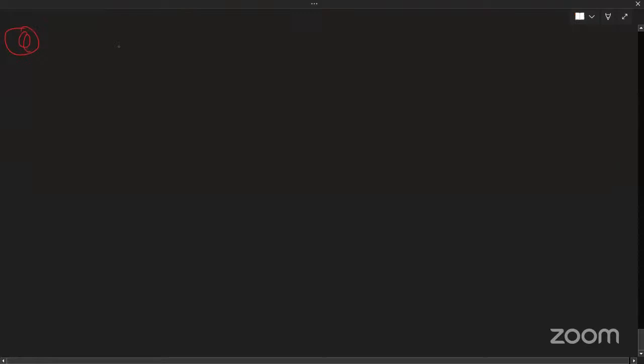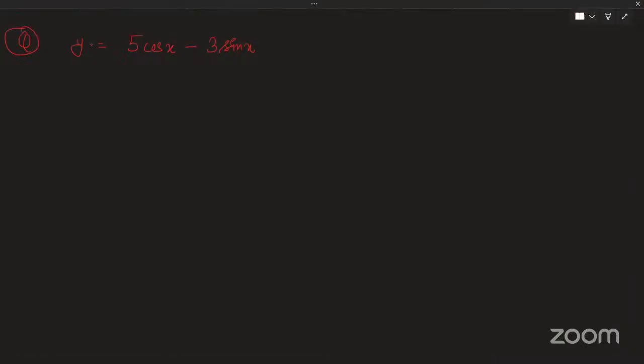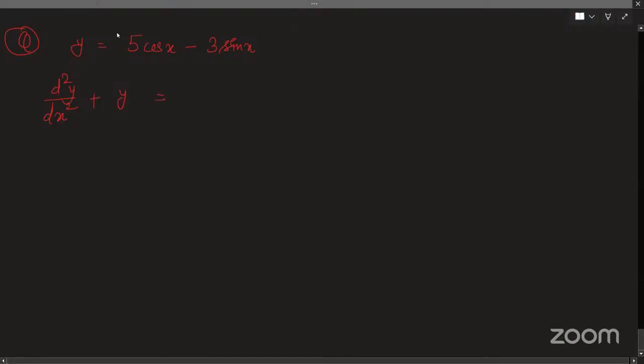Okay, let us give it a try in a similar question. You have been given y is equal to 5 cos x minus 3 sin x. Now it is asking you what is the value of d2y by dx square plus y. Can anyone tell me what will be the value of this thing?